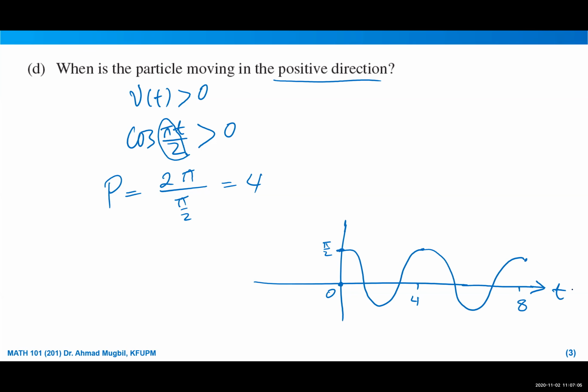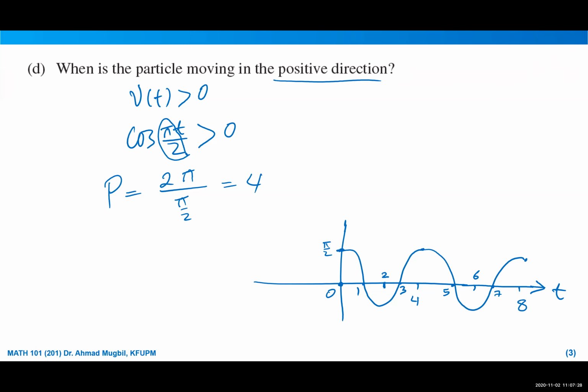This is the graph. Now, when it is positive, guys, this is 4. So the midpoint here is 2. This is 1, this is 3, this is 5, this is 6, this is 7, and so on. You got it, guys? You got the idea? You need to recall how to sketch cosine and sine.